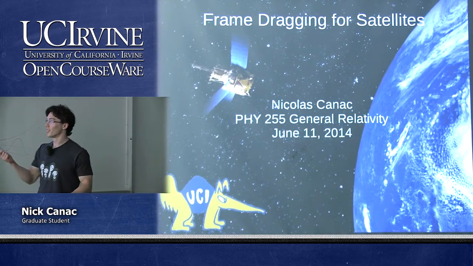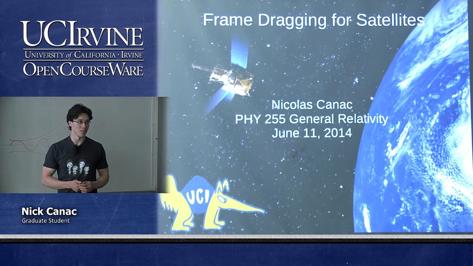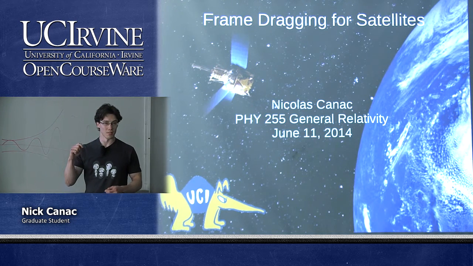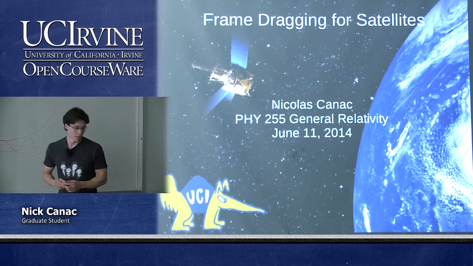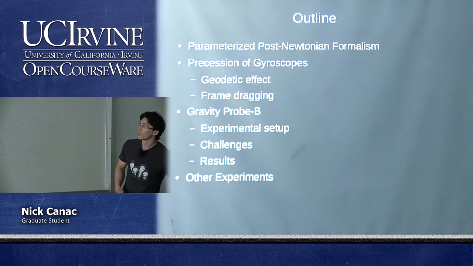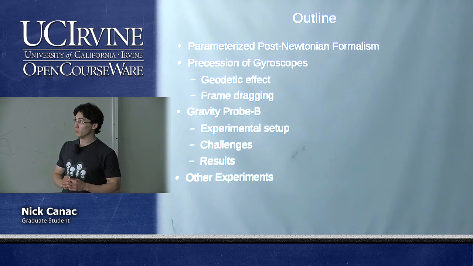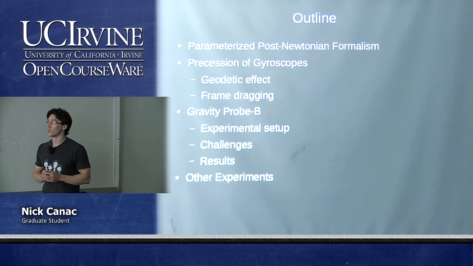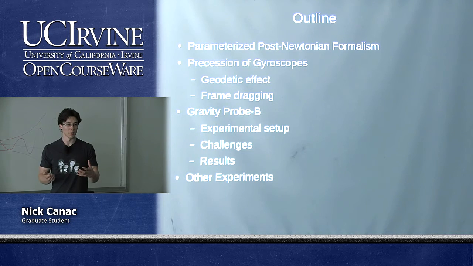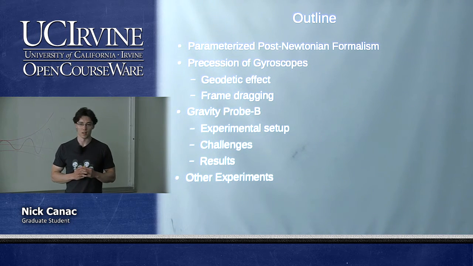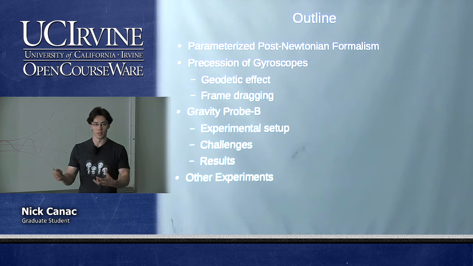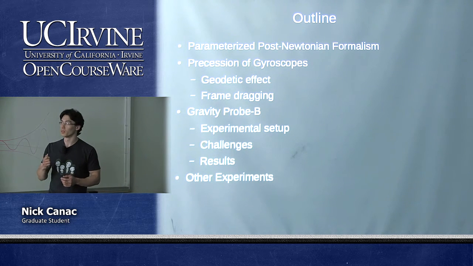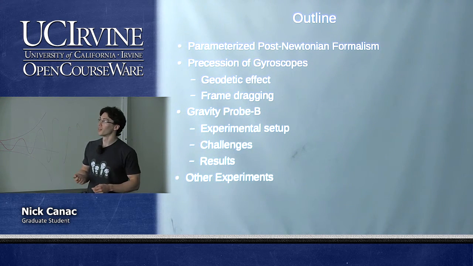Okay, hi. I'm Nick. My presentation is on frame dragging, and in particular, the dragging of satellites around the Earth. So a quick outline of my talk. I'm going to start by talking about this parameterized post-Newtonian formalism. And the reason for that is because in the solar system, generally, we're dealing with a low velocity, low mass limit. And so you don't need to deal with Einstein's equations in their exact form. You can use these expansions, and it works out pretty well.